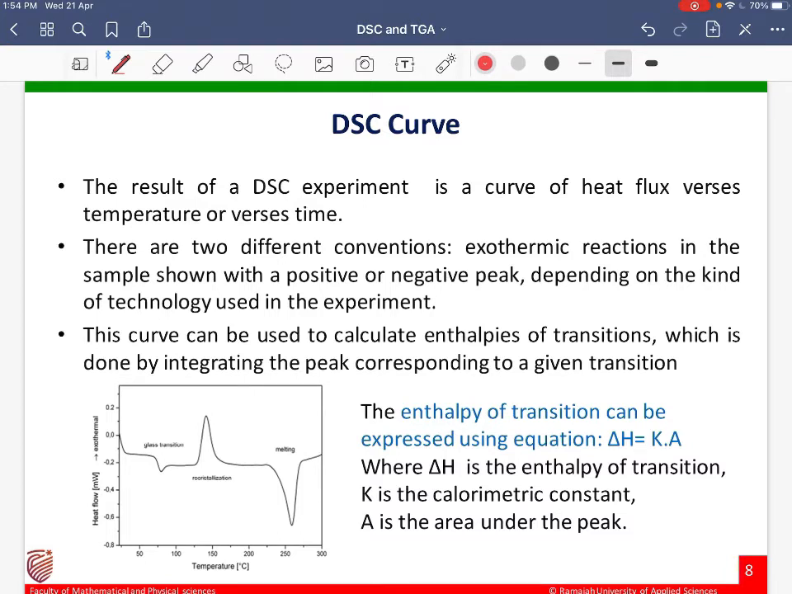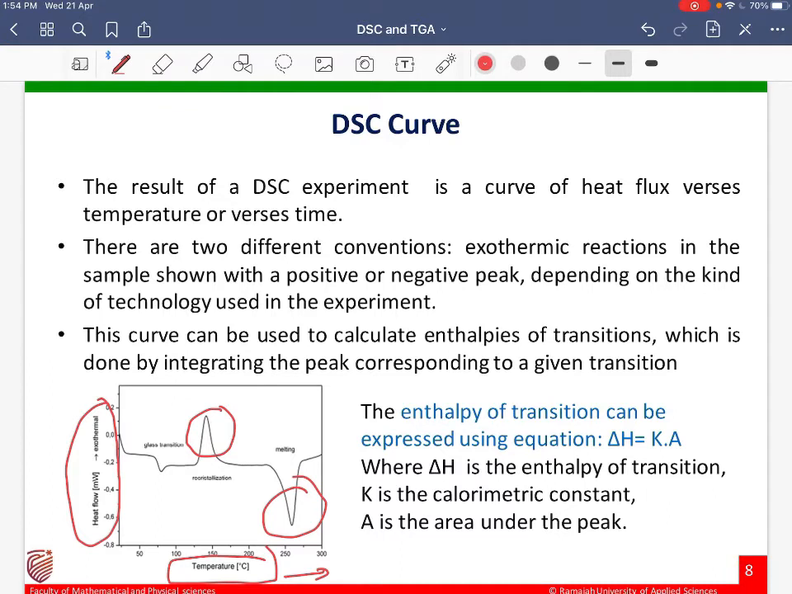The result of a DSC experiment is a curve of heat flux versus temperature or versus time. On the y-axis it will be heat flow. We can see that sometimes heat flow is in the opposite direction based on whether the reaction is endothermic or exothermic. On the x-axis, generally it will be temperature, if you are scanning from low temperature to high temperature or high to low. Or we can maintain the sample at a particular temperature and check the heat flow with respect to time. Then it will be a time scanning experiment.